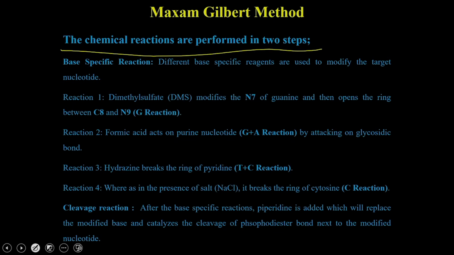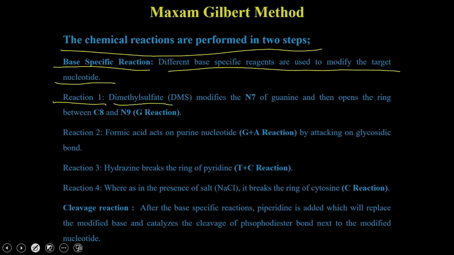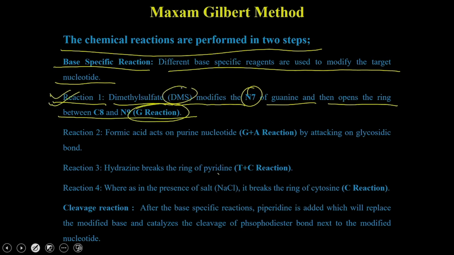So you have the base specific reactions, and in the base specific reactions, different base-specific reagents are used to modify the target nucleotide. For example, in reaction 1, you use dimethyl sulfate, DMS, which modifies the N7 of the guanine and then opens the ring between C8 and C9. That is called the G reaction. So in reaction 1, you are modifying the G nucleotide.